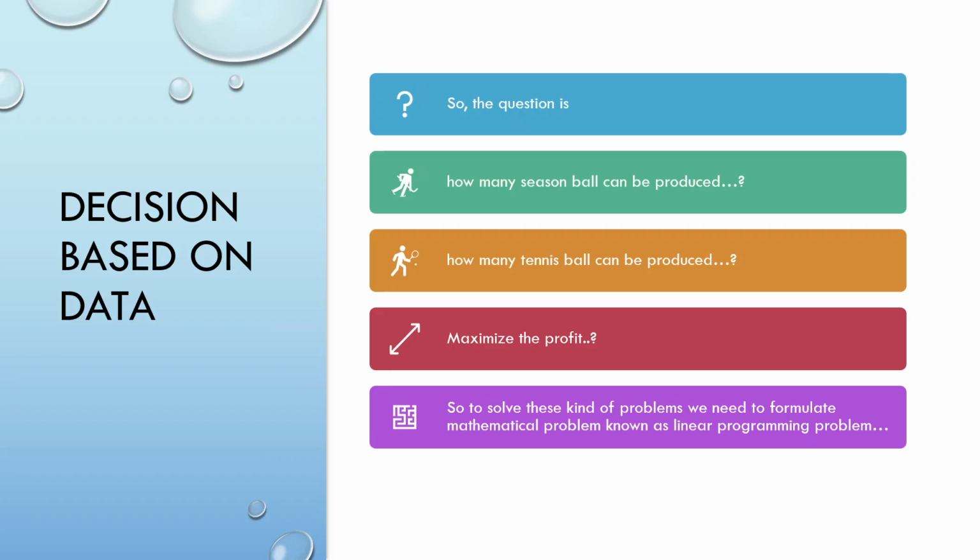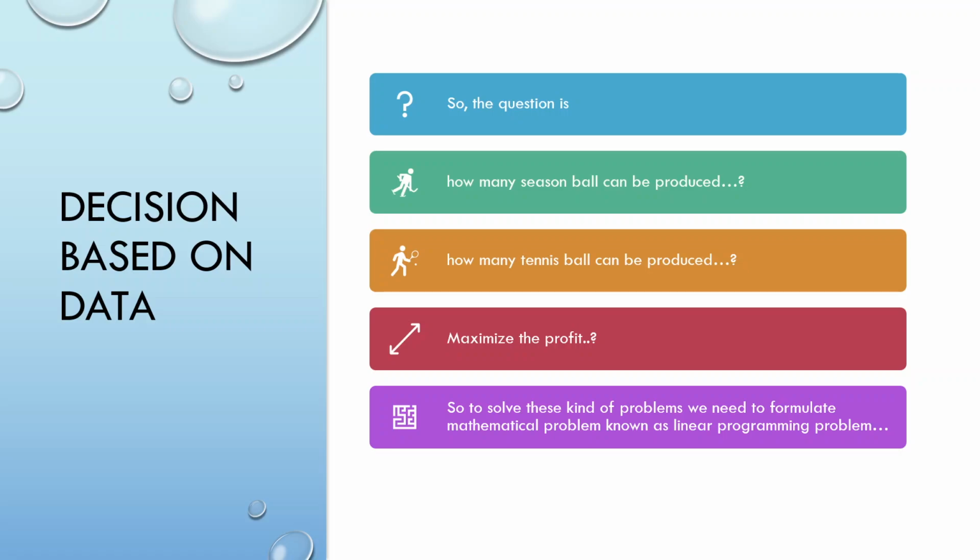So the question is, how many season balls can be produced? How many tennis balls can be produced? And what would be the maximum level of profit that can be achieved? To solve this kind of problem, we need to formulate a mathematical problem known as LPP.